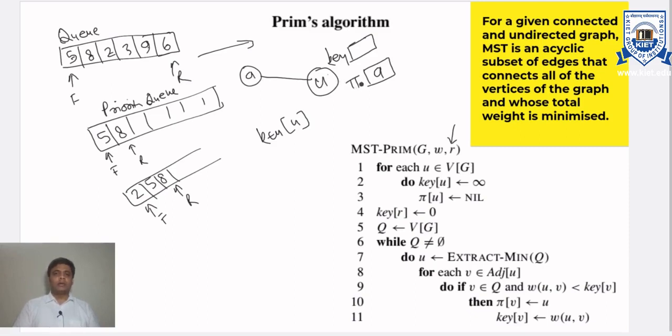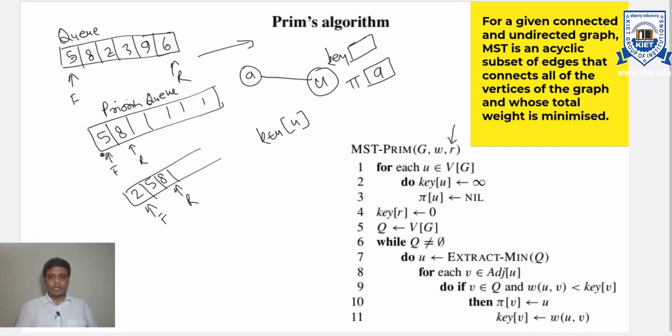So pi, you could say parent, but parent is associated with a tree. In a graph there is no concept of parent, but in a tree there is. So pi of U means the parent of node U in the MST. That is A, from where we come to the node U in the MST. So that is pi, and all other things are self-explanatory. W of UV means the weight of edge UV, denoted by W of UV.